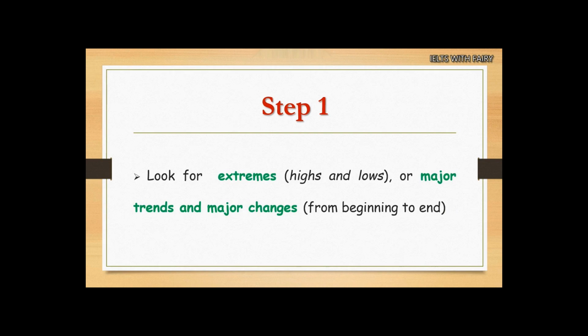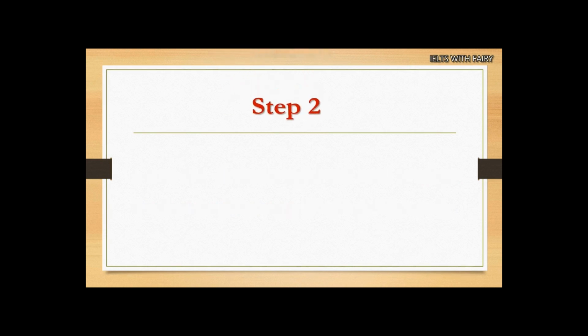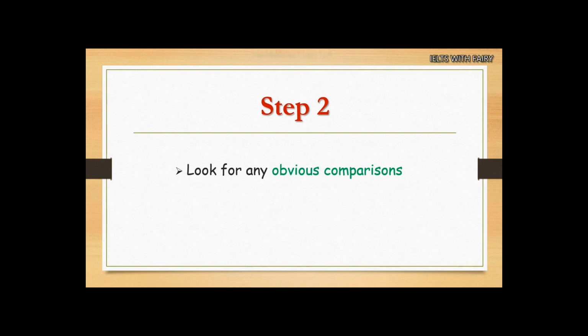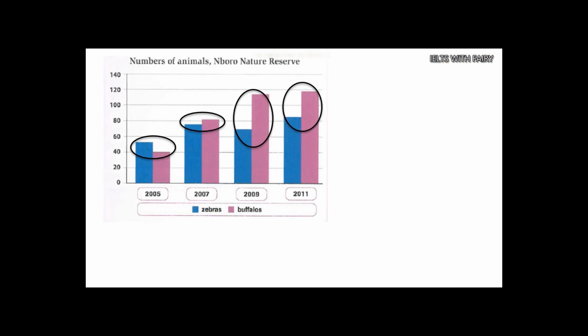But when they give you dynamic data, what we need to look for here is major trends or major changes. Alright, so step number 2, look for any obvious comparisons. Okay, so what is that? We finished looking for the changes or the major trends of the numbers of the two animals, right? So now it is the time for us to compare the population of these two animals.